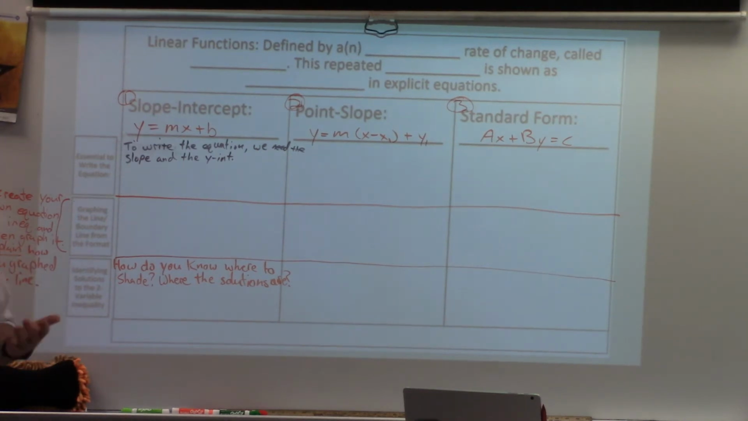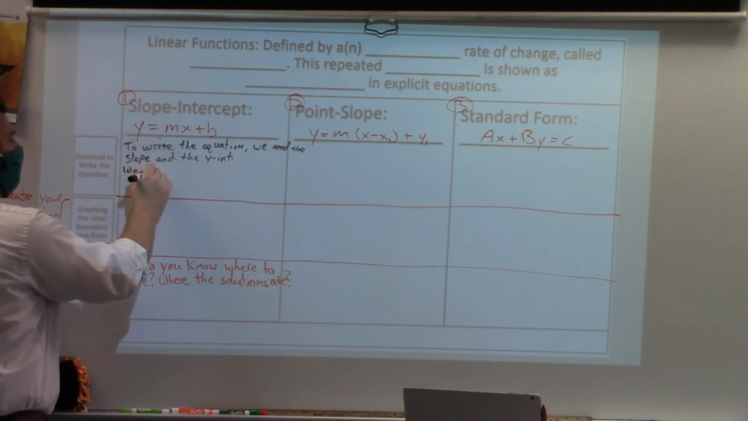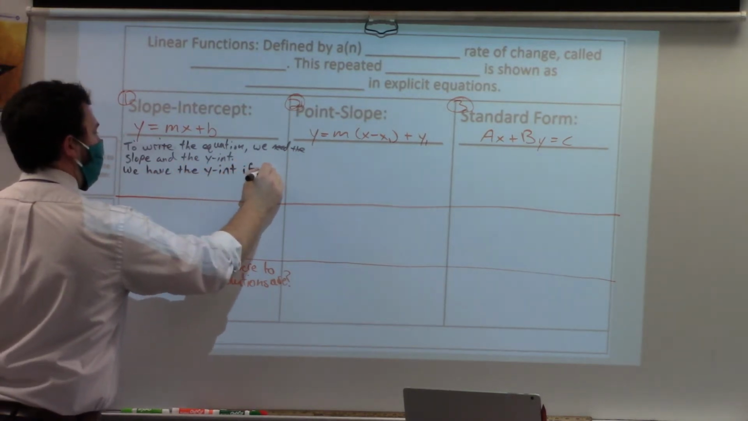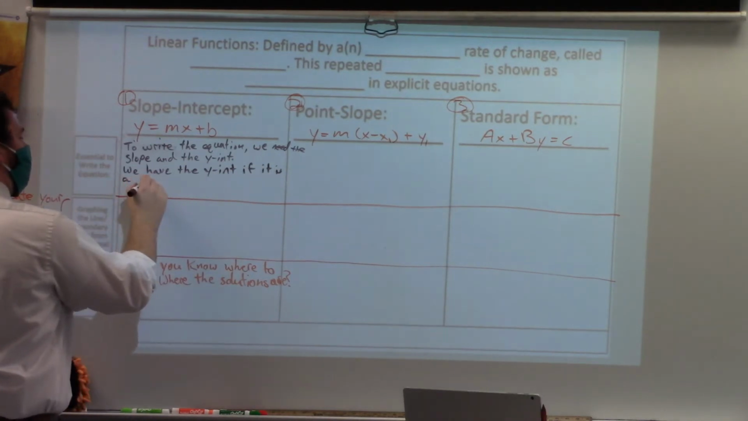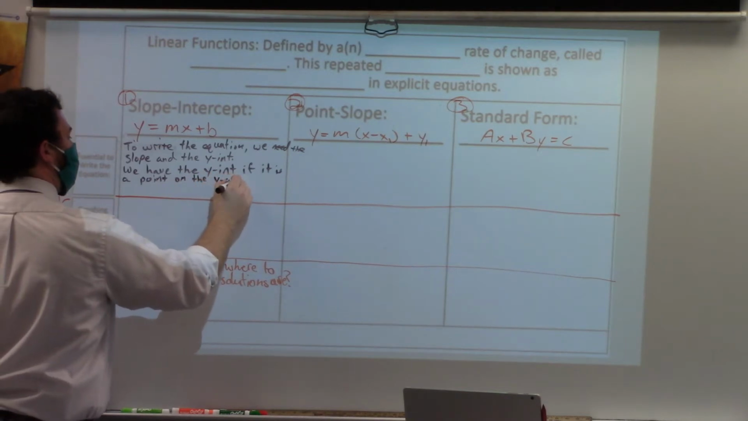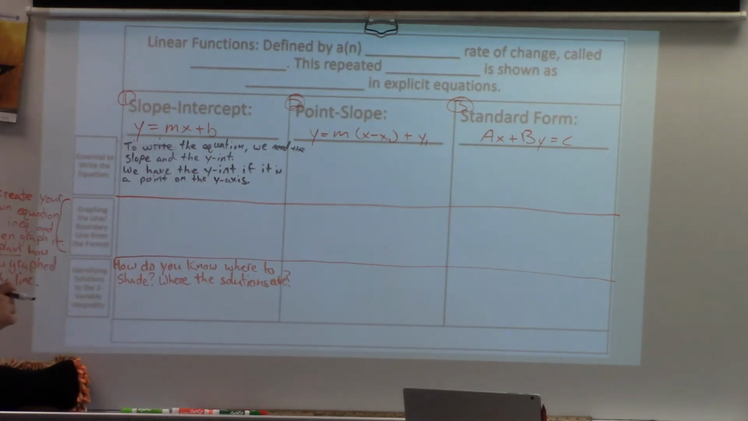So how would you know if you have the y-intercept? It's going to be on the y-axis. It's going to be on the y-axis, okay, so we have the y-intercept if it is a point on the y-axis. How else would we know if we have the y-intercept? What else do we automatically know about the y-intercept? It's when x equals 0. Okay.